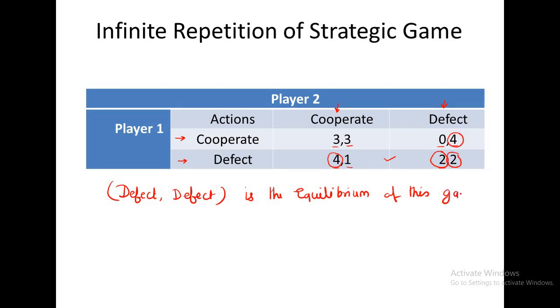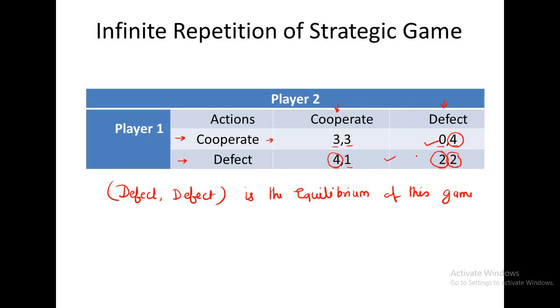Now why are the players choosing the action of defect, why have the players not chosen the action of cooperate? There is a reason behind this. What is the reason here? The reason is, if player 1 takes the action of cooperate, right, and suppose player 2 takes the action of defect, what would happen? How much will player 1 get? Player 1 will get 0 in this case, right?